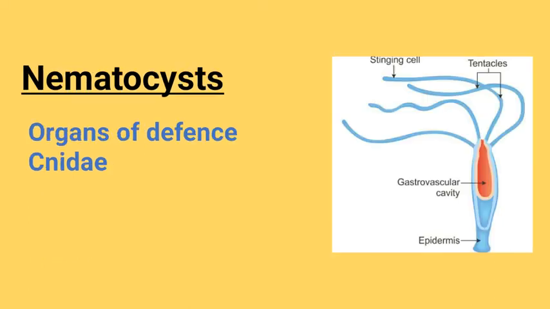Phylum Coelenterates are also called Cnidarians, and why are they called Cnidarians? Because they have special stinging cells called nematocysts. These are the organs of defense. These nematocysts are called Cnidae, and therefore Phylum Coelenterates are called Cnidarians.